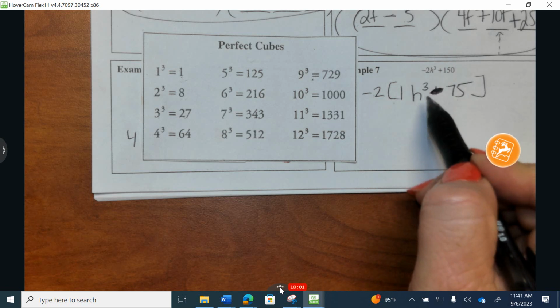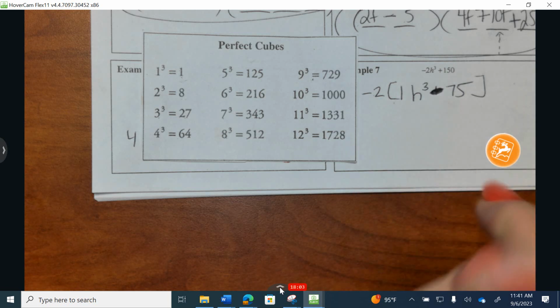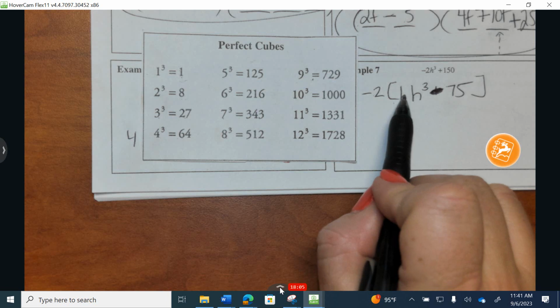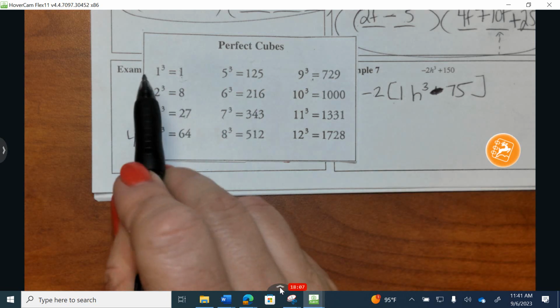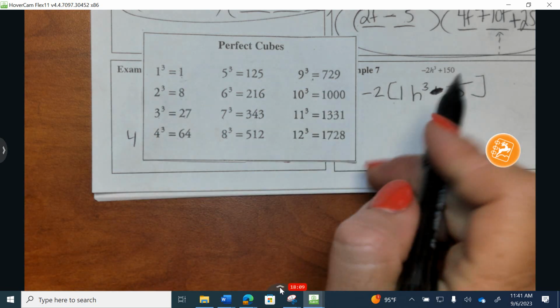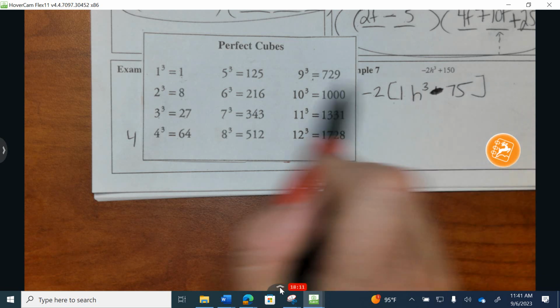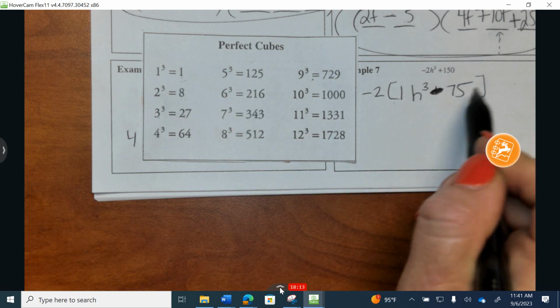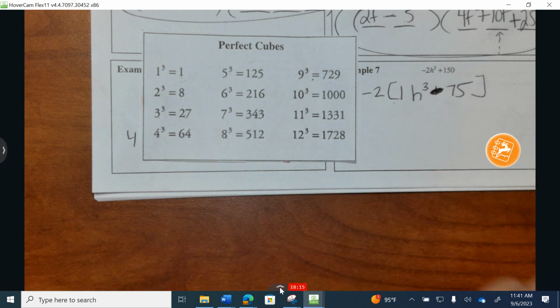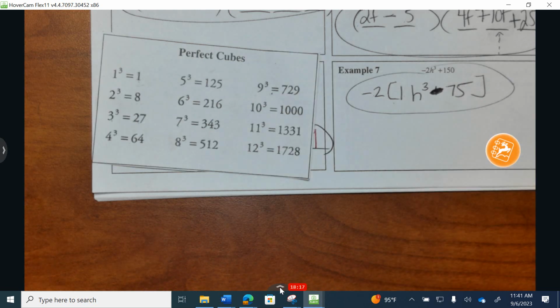Now, in order for us to continue to factor, here's what needs to happen. It does not matter if this is addition or subtraction, but there are 3 things that have to happen. This has to be broken down by a perfect cube. 1 is a perfect cube. We're good. This has to be divisible by 3 because we're working with cubes. That's great. Is 75 on this list? You can't go any further. This is as far as you can go.